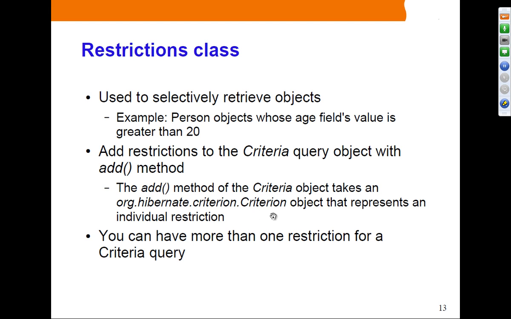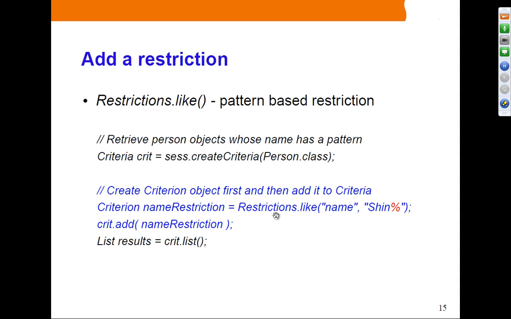If you go back to the code here, whenever you're using Restrictions, the like method returns a criterion object, and you can add the criterion object to the criteria. You can add multiple criterion objects to your criteria, and they will be used again to create a where clause underneath.